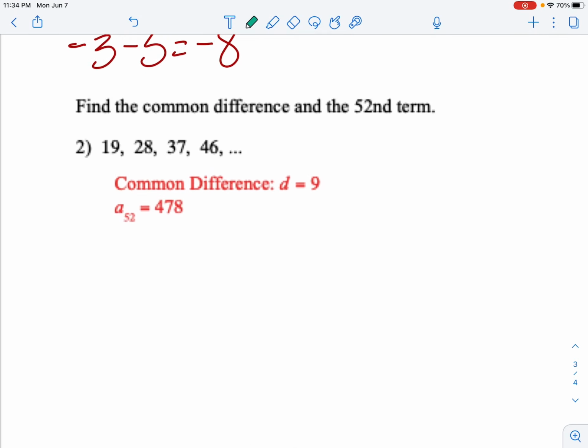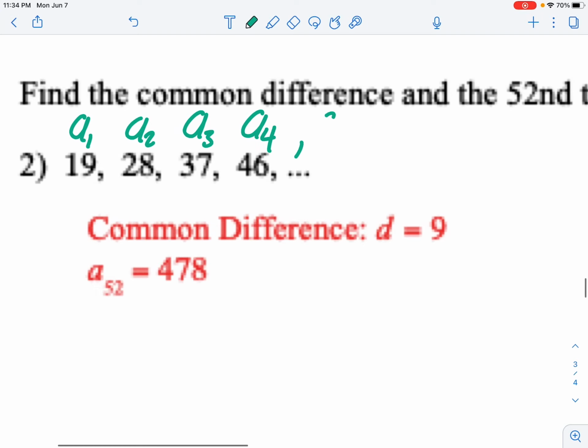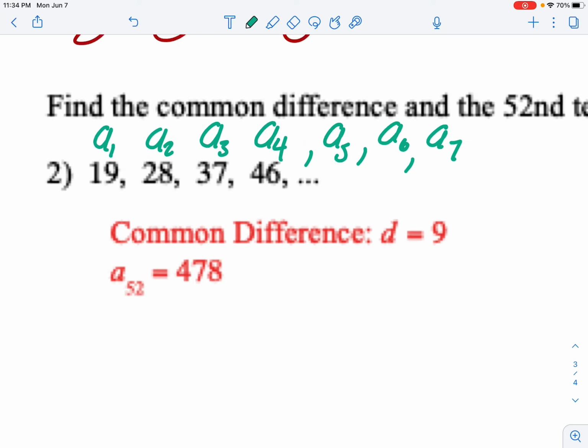Number 2. Again, it says find the common difference and the 52nd term. So term 1, term 2, term 3, term 4. So we're going to find term 5, term 6, and term 7.